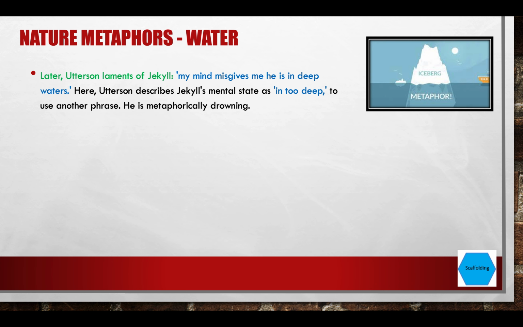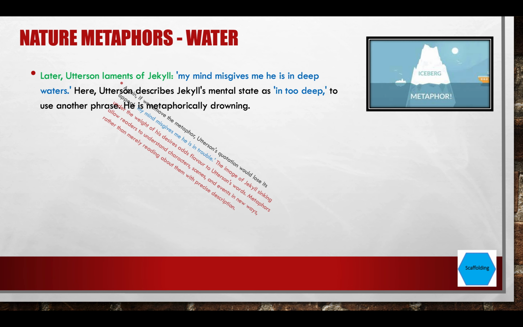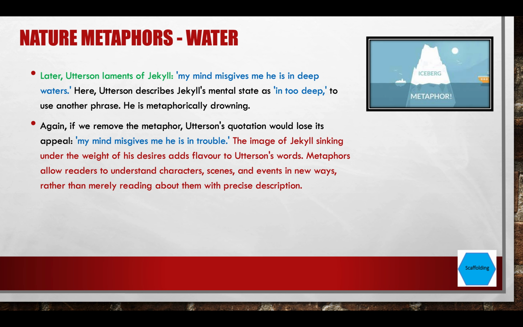So again, if we remove the metaphor, Utterson's quotation would lose its appeal. It would say, "My mind misgives me, he is in trouble." The image of Jekyll sinking under the weight of his desires adds flavour to Utterson's words. Metaphors allow readers to understand characters, scenes, and events in new ways, rather than merely reading about them with precise description.